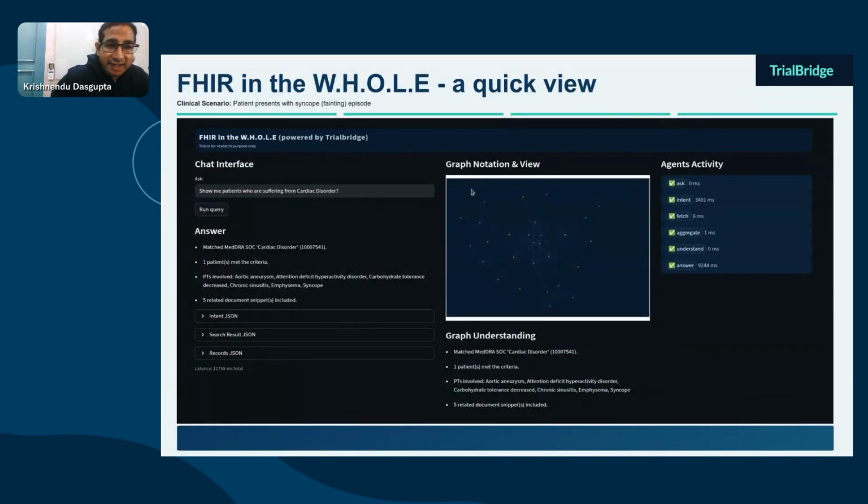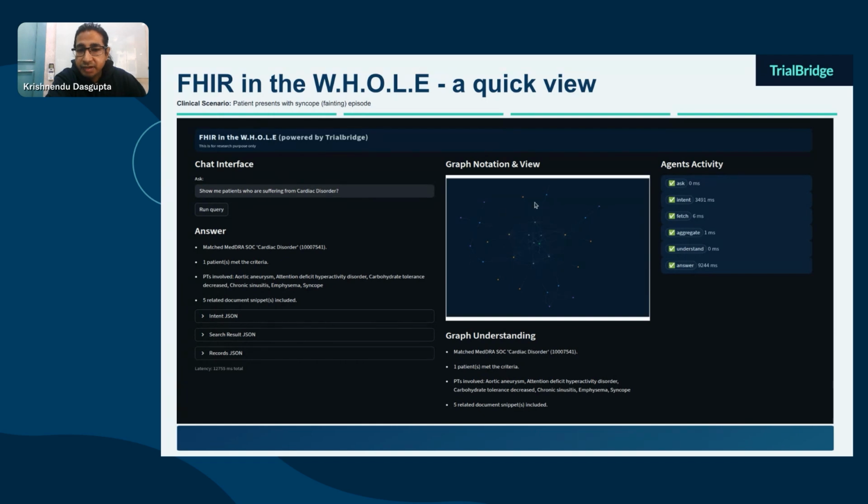So this is where we want to see something. I want to quickly give you an overview, and then I'll switch to the actual system. I'm going to show you two systems. We have quite some time left already. First is a chat interface. As you look into it, I'm going to have multiple agents: ask, intent, fetch, aggregate, understand, answer. And this is part of the whole framework.